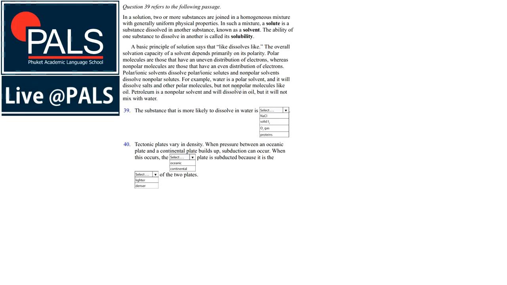For example, water is a polar solvent, H2O, a water molecule, which looks a bit like this. It's an uneven distribution of electrons towards the oxygen, therefore the oxygen is slightly negative, whereas the hydrogens are slightly positive, therefore a water molecule is polar. So it's a polar solvent, and it will dissolve salts, because salts are ionic compounds, and other polar molecules.